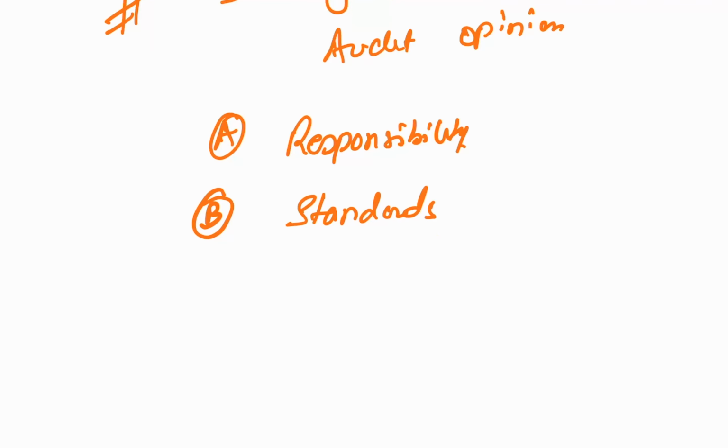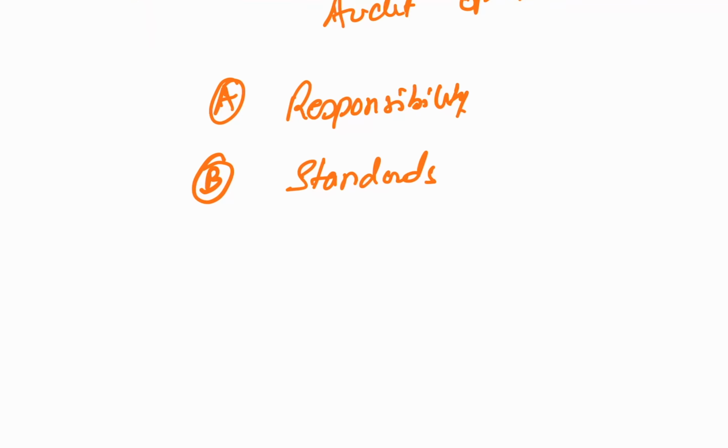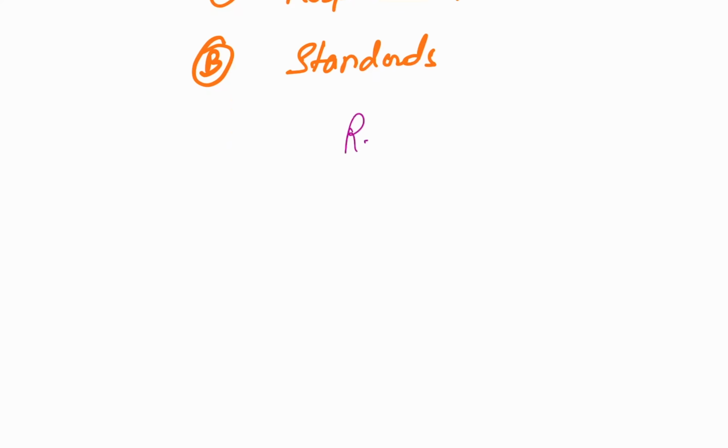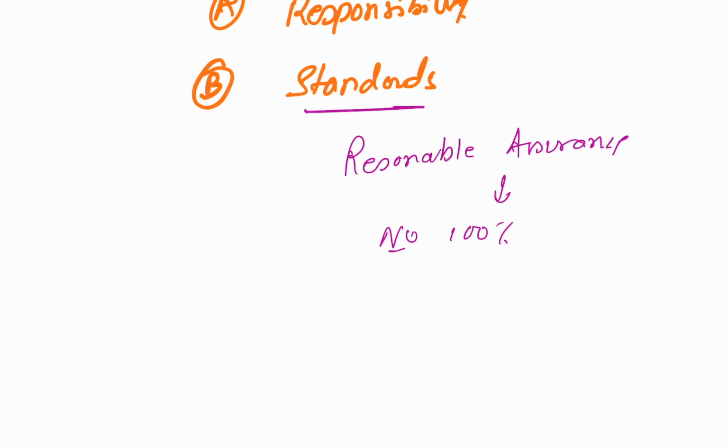Now coming to point number B, standards. The auditor follows generally accepted auditing standards, meaning there is a given framework which they have to follow. Clear? And this gives reasonable assurance that the statements are correct. See the words they use, reasonable assurance, meaning there is no 100% guarantee, but reasonable assurance that statements are correct. Clear? They have defined standards.